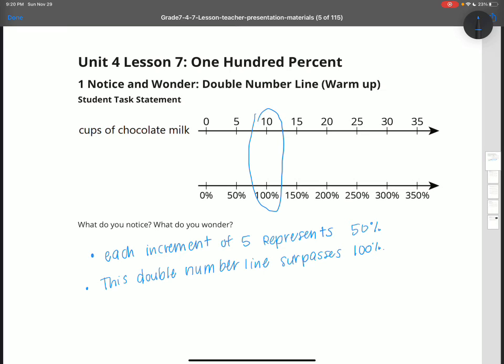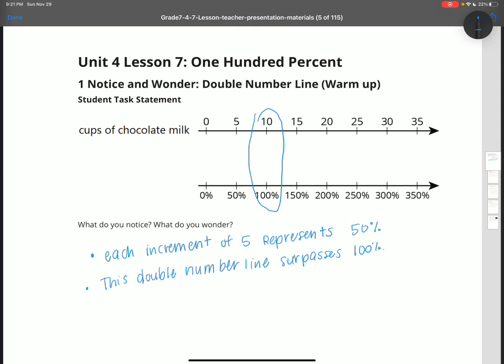All right, guys. So I wonder, why is it passing 100%? Or what does this represent? Like, what would 10 cups of milk mean in terms of this recipe, and so on? What would 5 cups mean? I know I've already told you the answer, but these are things that you could wonder about.